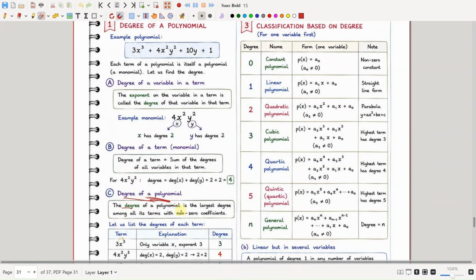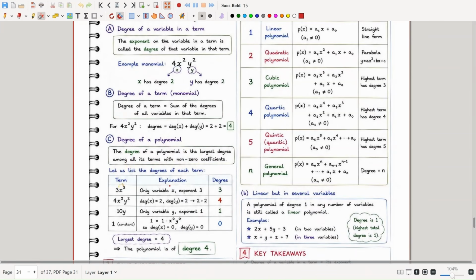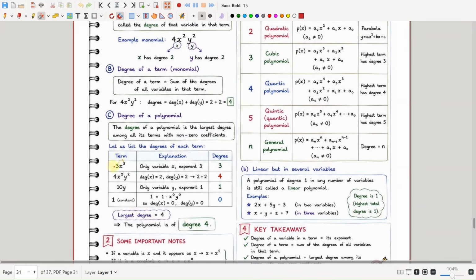The degree of the polynomial is the largest degree among all its terms with non-zero coefficients. For that, you have to write each term like this. Here the degree is 3. Here the degree is 2 plus 2, 4. Here the degree is only 1. And 1 is a constant term, so it has no degree, that is x power 0, therefore it is 0. The highest degree here is 4. So the degree of this polynomial 3x square plus 4x square y square plus 10y is 4.